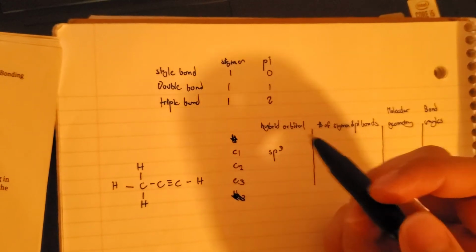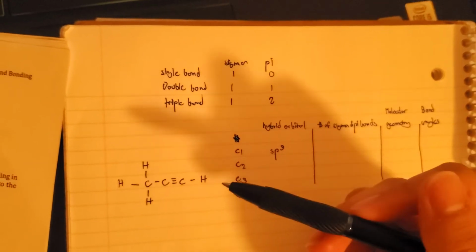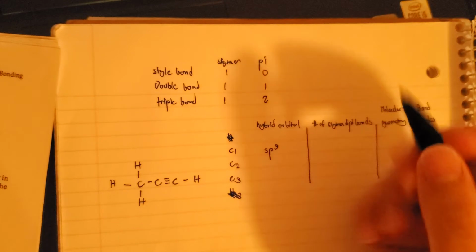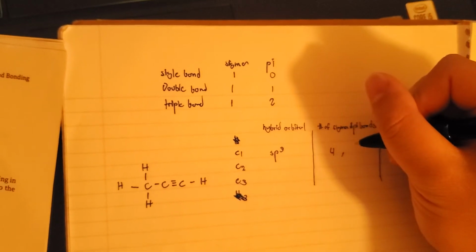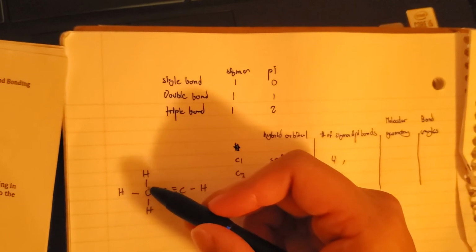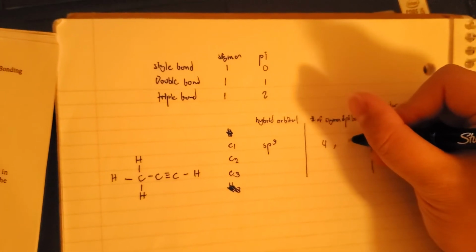In this case, the number of sigma and pi bonds for this one is, let's count the electron domains associated with this element. It's one, two, three, four single bonds, which means it has four sigma bonds, and as you can see there's no double or triple bond surrounding it, so it's zero pi bonds.